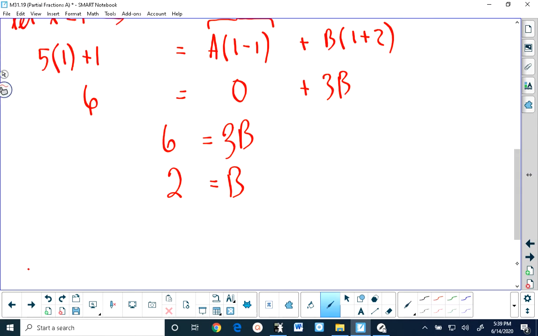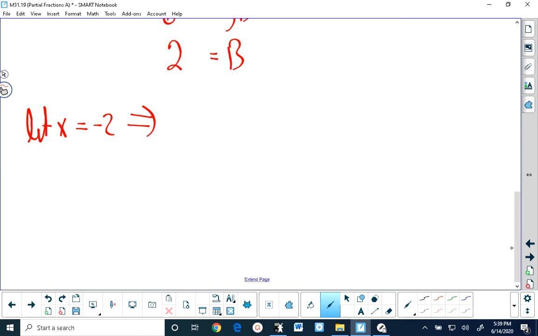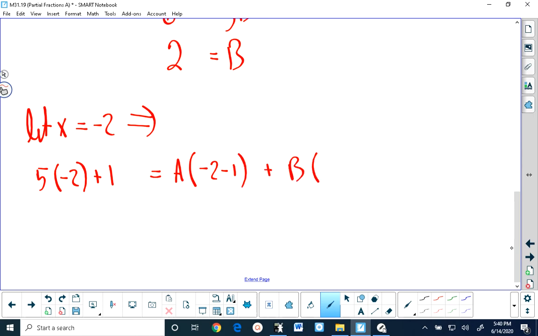So I'm going to let x equal -2, and what that's going to produce, don't forget, on the left-hand side I had 5x plus 1, so on the left-hand side I'm going to have 5 multiplied by -2 plus 1, and then we had a, and in brackets we had x minus 1, so I'm going to put -2 minus 1, plus b, and in brackets we had x plus 2. So I'm going to have -2 plus 2.